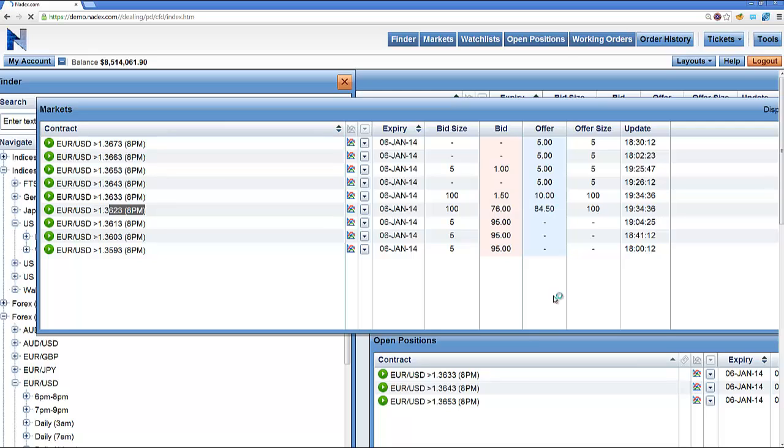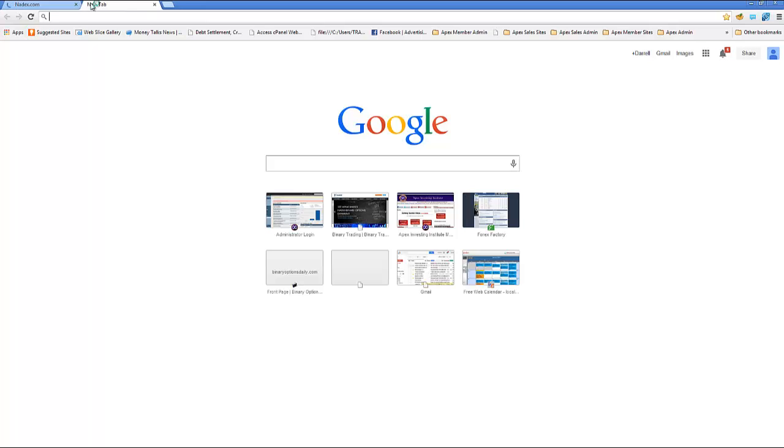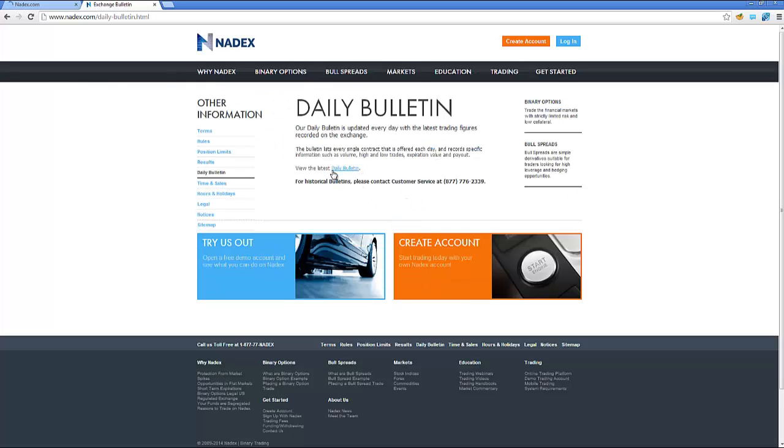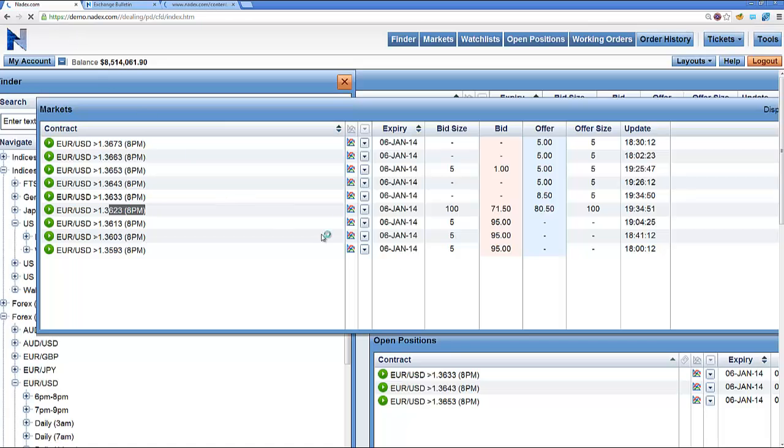Now the official settlement value will be emailed to you instantly if you hold the contract to expiration. You can also find it on Nadex. If you go to nadex.com/results.html, they list the settlement values each day. You can open this up, and it's a pretty big page. It'll take a minute to load, but it'll load all the contracts, all the settlements, and everything.